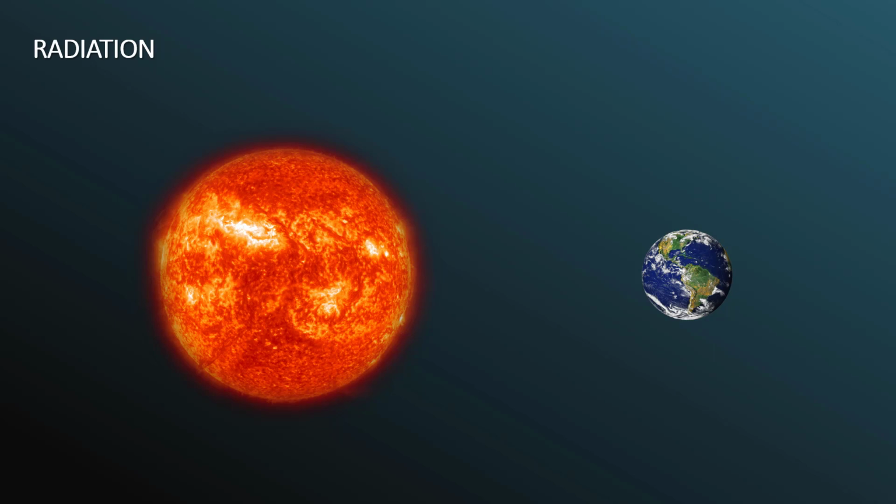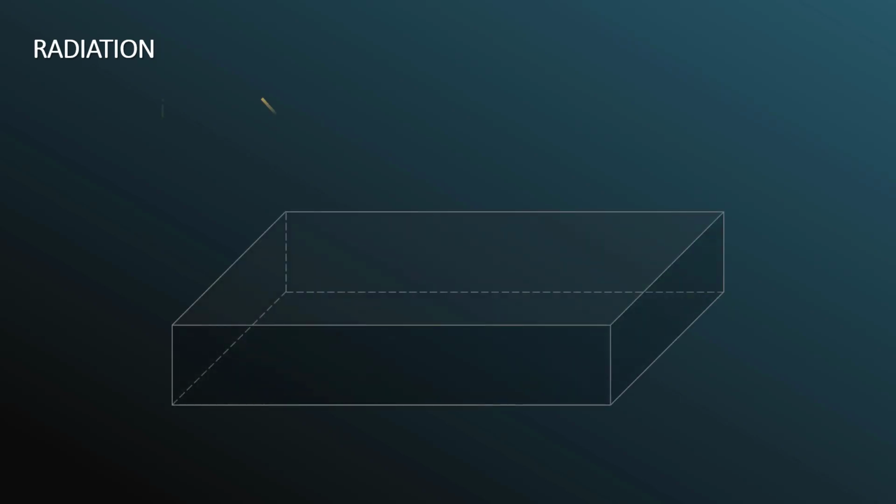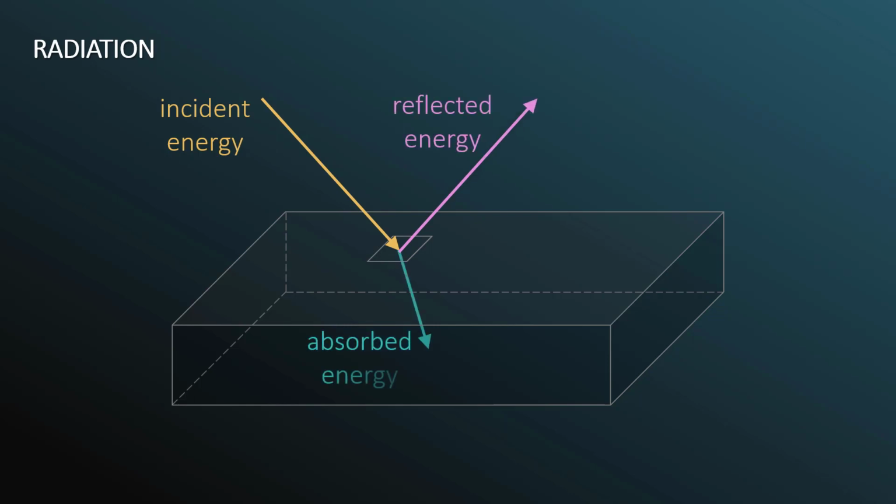The energy from the sun comes to Earth, reflects off of everything into our eyes, and that is how we see. I hope that distinction is clear. So consider a chunk of material. Electromagnetic radiation is incident upon the material, so after the incident energy collides with the material, part of that energy is reflected, and part of that energy is absorbed.